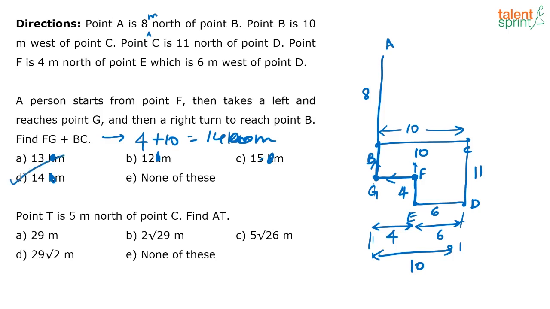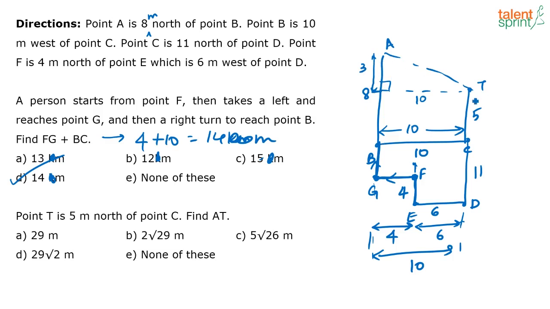Next one. Point T is 5 meters to the north of point C. Find AT. Point T is 5 meters to the north of point C. We have to find AT, that is this hypotenuse. Now if you look at this right angle triangle, this side is 10. Here the full length is 8 and till here it is 5. So what is this length? It is 8 minus 5, that is equal to 3.